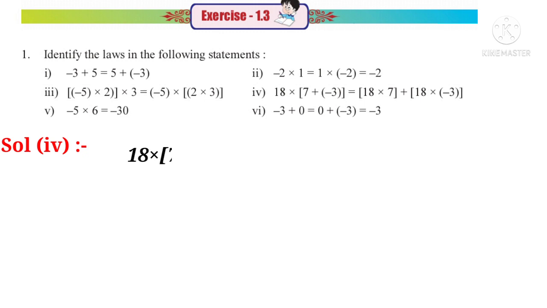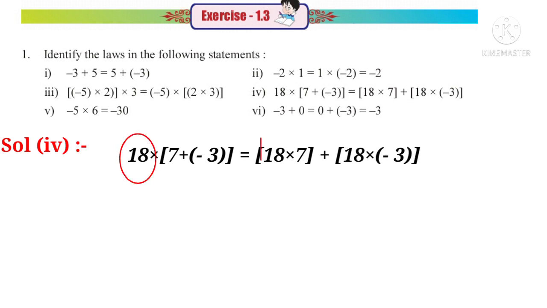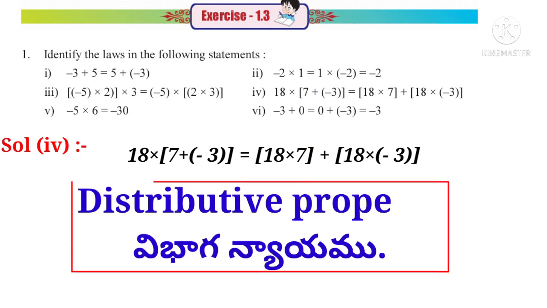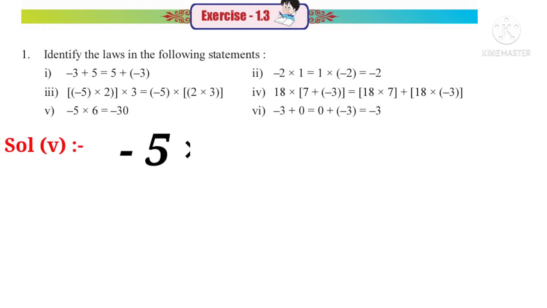18 into in bracket 7 plus minus 3 is equal to 18 into 7 plus 18 into minus 3. Here observe that 18 is distributed to 7 and minus 3. So it is called the distributive property. Vibhaga nyayamu. Solution 5. Minus 5 into 6 equal to minus 30.